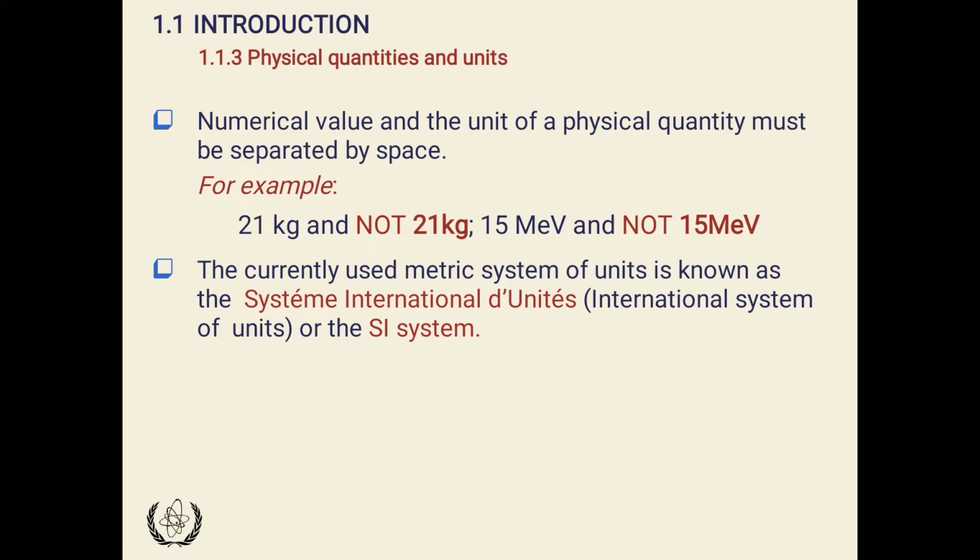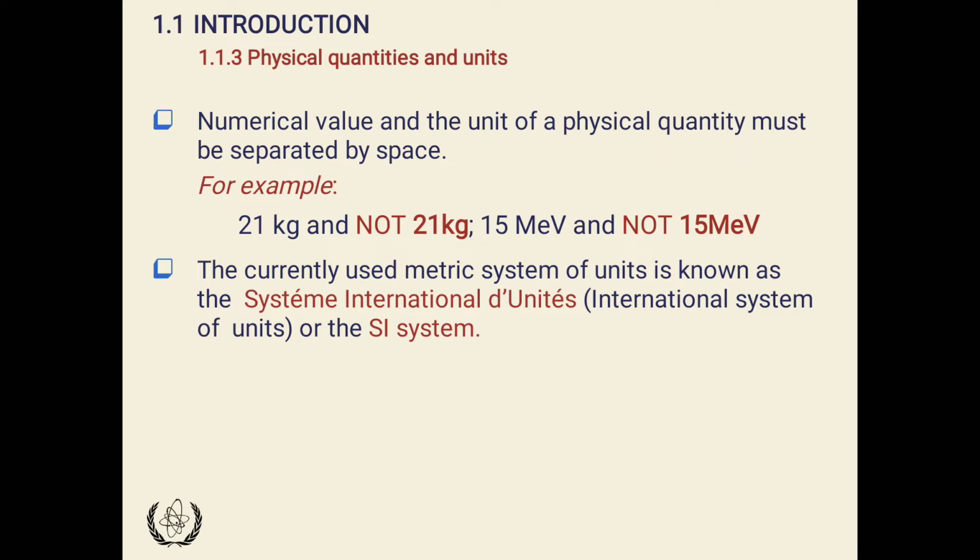The next is the numerical value. The numerical value and the unit of a physical quantity must be separated by a space. For example, 21 space kg, not 21kg. 15 space mega electron volt, not 15 mega electron volt.